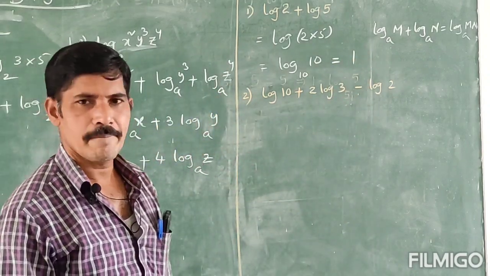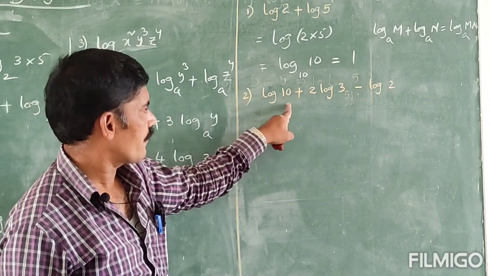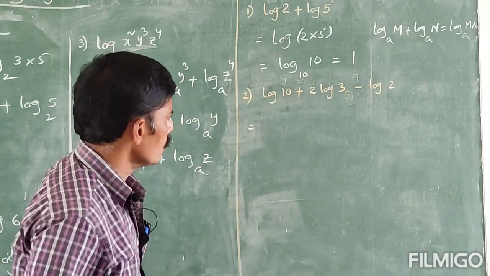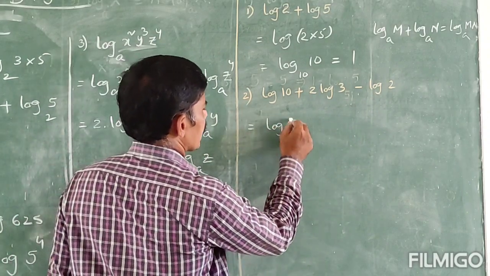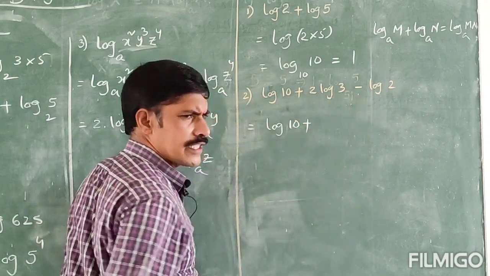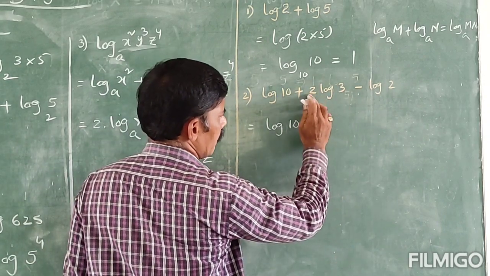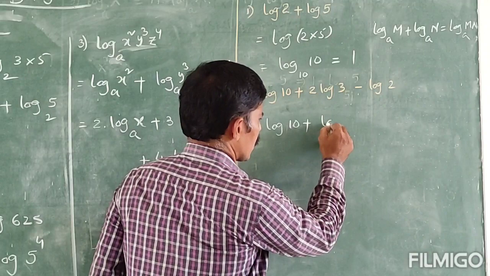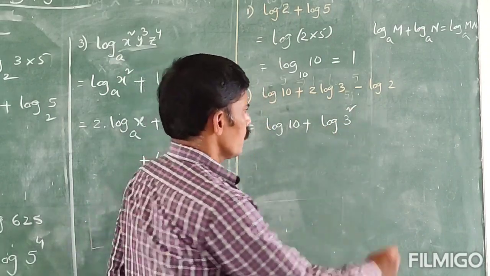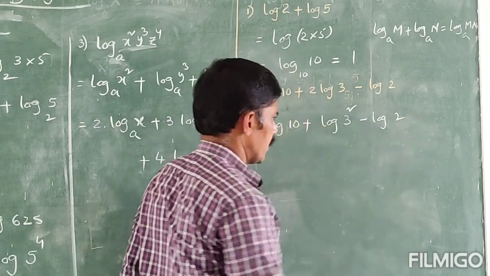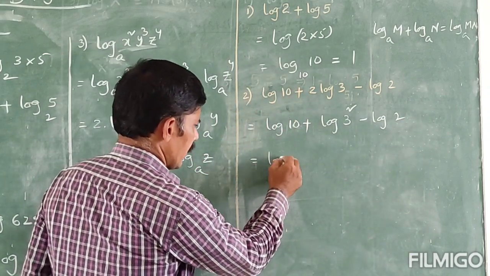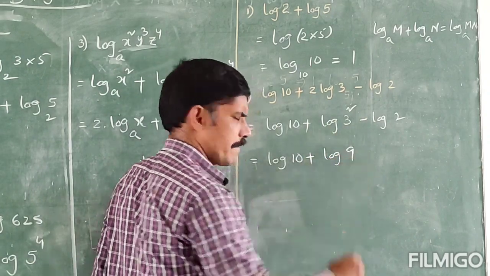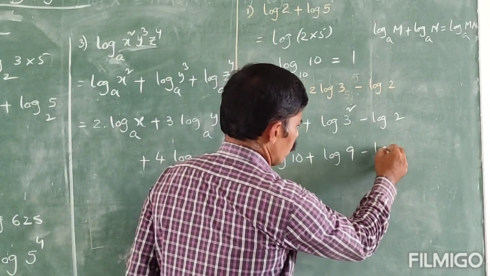Now come to the last sum. What is this? Logarithm of 10 plus 2 log 3 minus log 2. First of all, write logarithm of 10 as it is. 2 log 3 is there. 2 logarithm 3 can become logarithm of 3 square. You know why? n log x is equal to log x power n. So you can write logarithm of 3 square. We write logarithm of 2 as it is, no change in it. Now logarithm of 10 as it is. Logarithm of 3 square becomes logarithm of 9, 3 into 3 is 9, minus logarithm of 2.